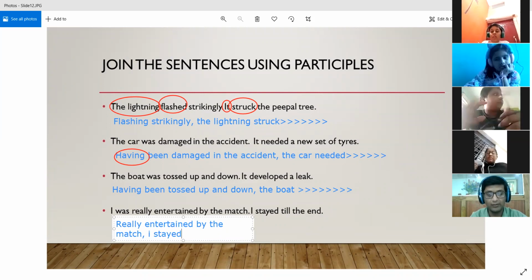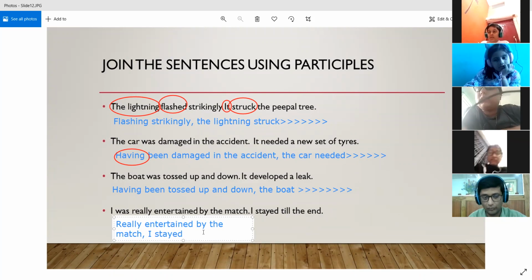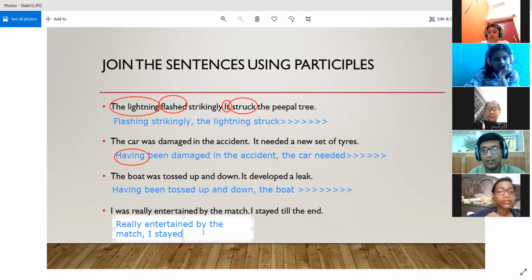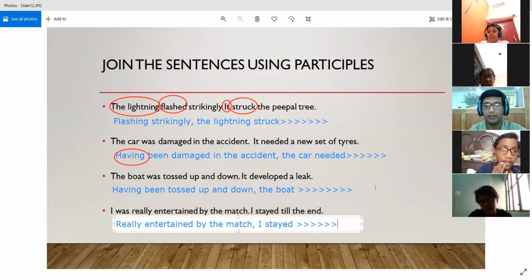You have joined, right? So basically you can see that over here the ing form is not there. So past participles are also there. So there is no issue in that, right? Really entertained by the match, I stayed, and then you can write till the end. So I'm not writing that part. I'm leaving it to you. And you can also start with having been really entertained by the match, I stayed till the end. Both of the ways will be right.